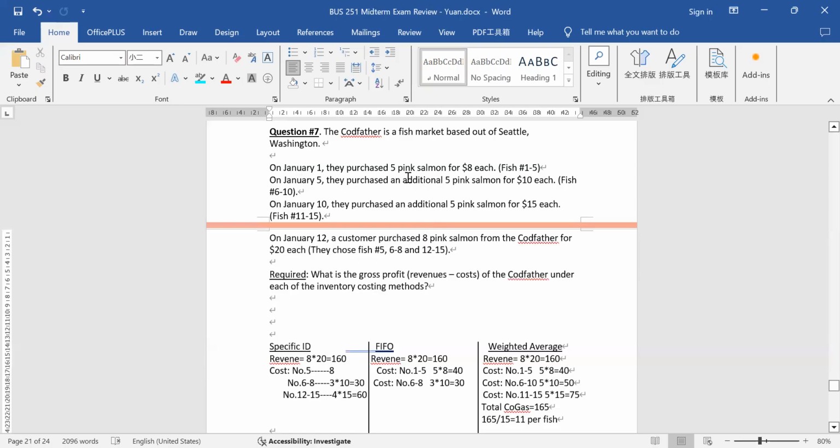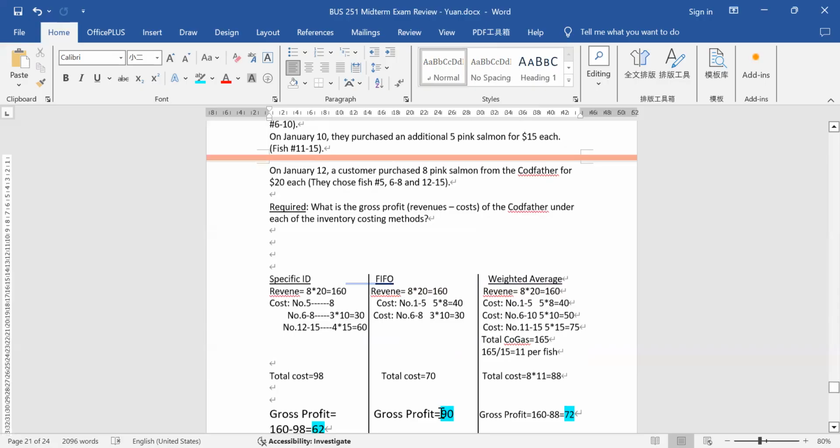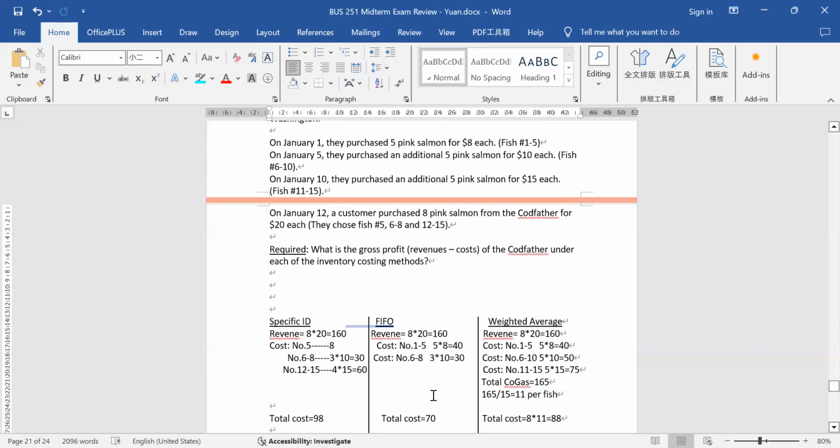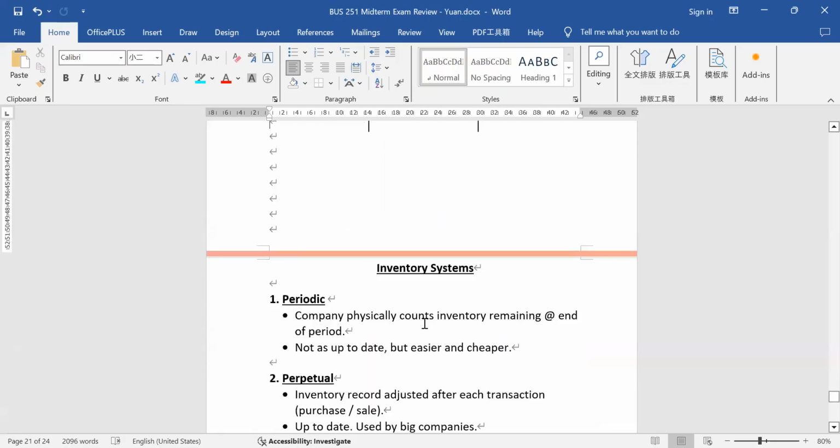And as you can see, if the price is increasing, then FIFO will have a lower cost, right? Because we just talked about this.